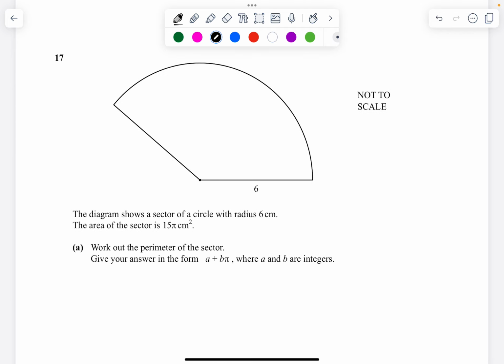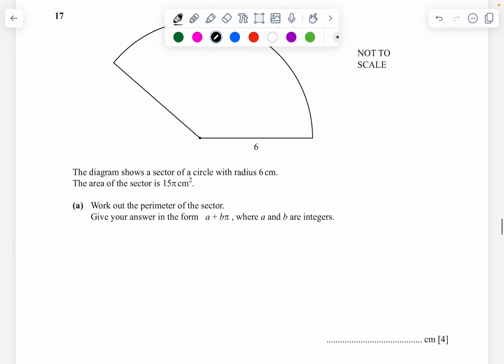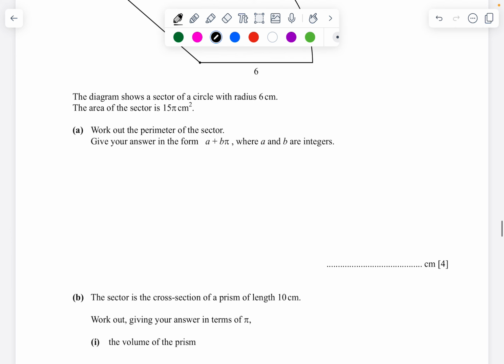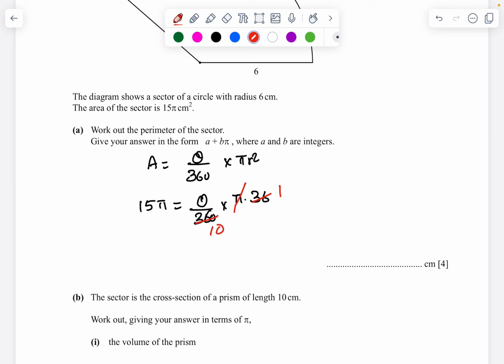Question number 17. The diagram shows a sector of a circle with radius 6 centimeters. The area of the sector is 15 pi. Work out the perimeter of the sector. So area equals theta by 360 times pi r square, which is 15 pi equals theta upon 360 times pi times 36. So 36 times 1, 36 times 10, pi and pi get cancelled, so theta equals 150 degrees. So I got theta value as 150.